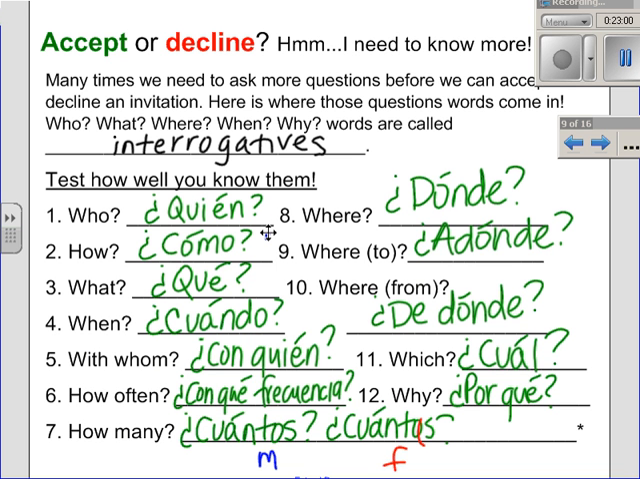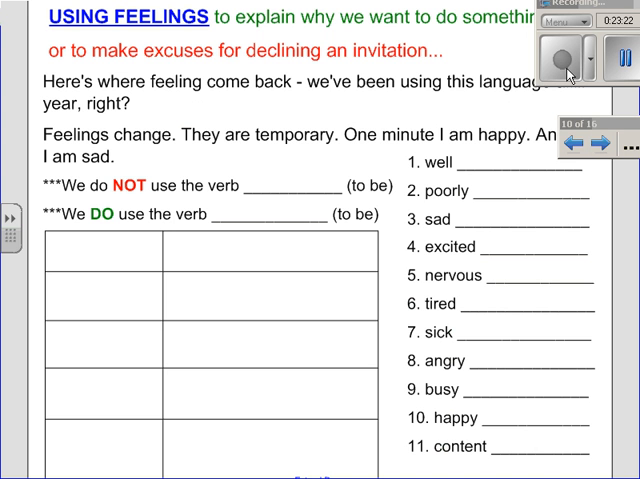So if somebody asked me to go to the mall, you know, ¿quieres ir al centro comercial conmigo? I might have to ask, well, when? ¿Cuándo? ¿Cuándo vamos a ir? When are we going to go? Or ¿por qué? Maybe I don't really like it, but I really like my friend. So I would say, ¿por qué? ¿Por qué quieres ir al centro comercial? Why do you want to go there? And if there's a really good reason, maybe I'll be in.